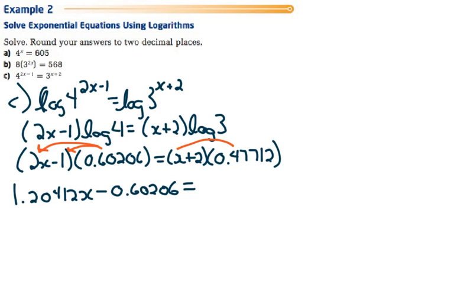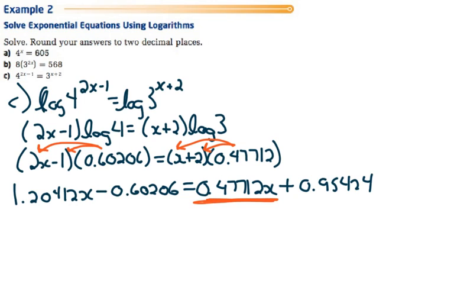Do the same thing on the right side, distribute in, so 0.47712x plus 0.95424. This is nothing major, we just have decimals to deal with. We need to isolate x, so if I'm going to move the 0.47712x to the left side, I'll subtract it.